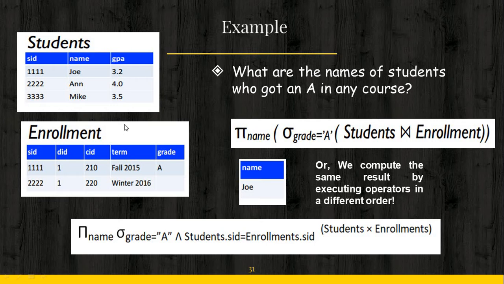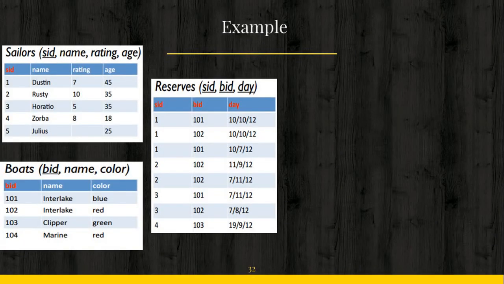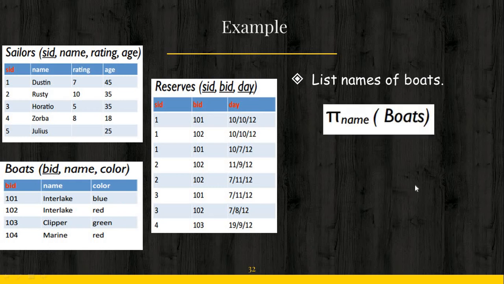Now I will go to another example. Here are three tables and here is the question: list names of boats. Very simple. From the boat table, so this is the relational algebra.